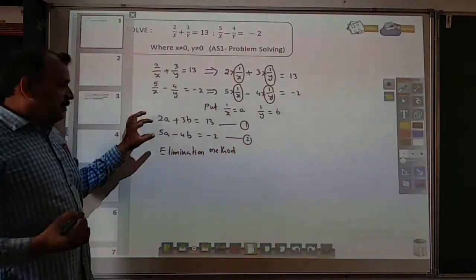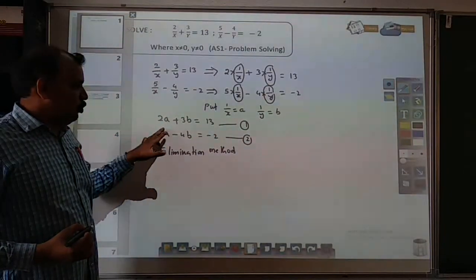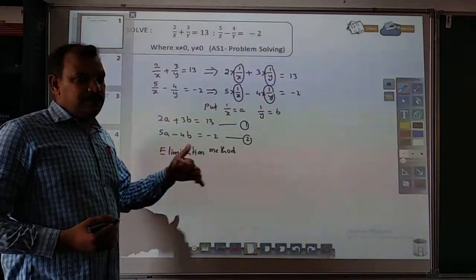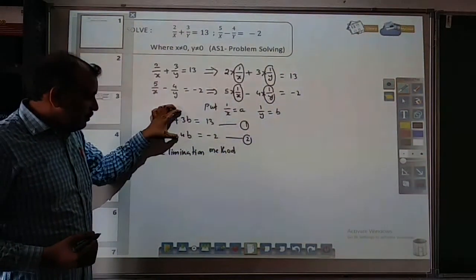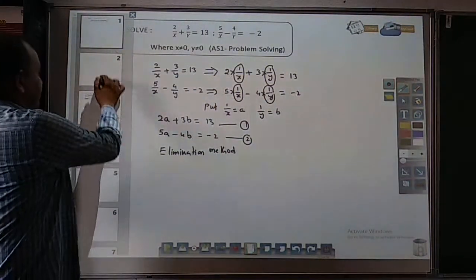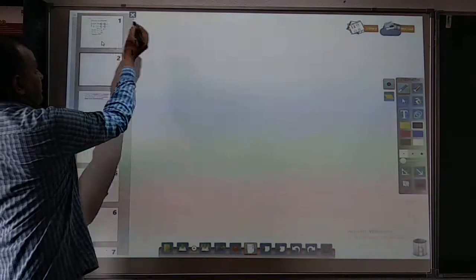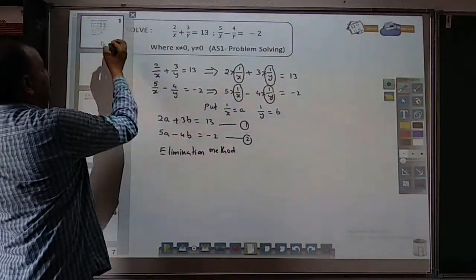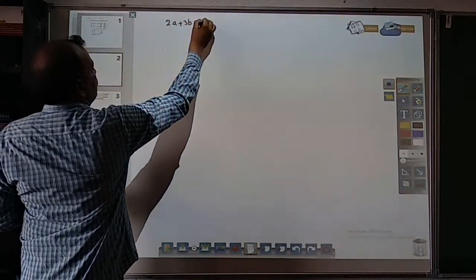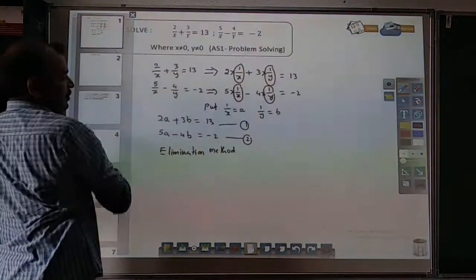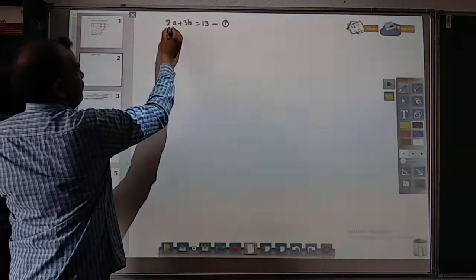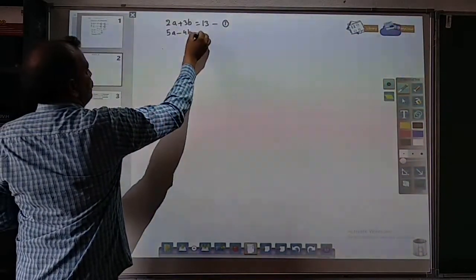Elimination method means in these two equations, two variables are there. You have to eliminate any one of the variables, either a or b. But I am eliminating the b variable. 2a plus 3b is equal to 13. 5a minus 4b is equal to minus 2.